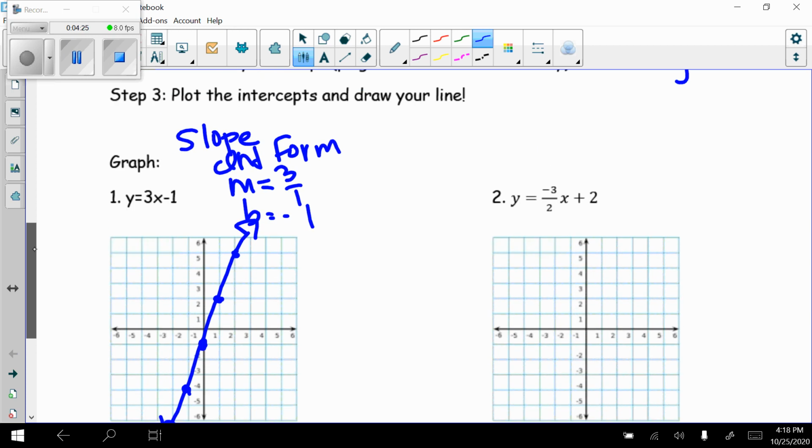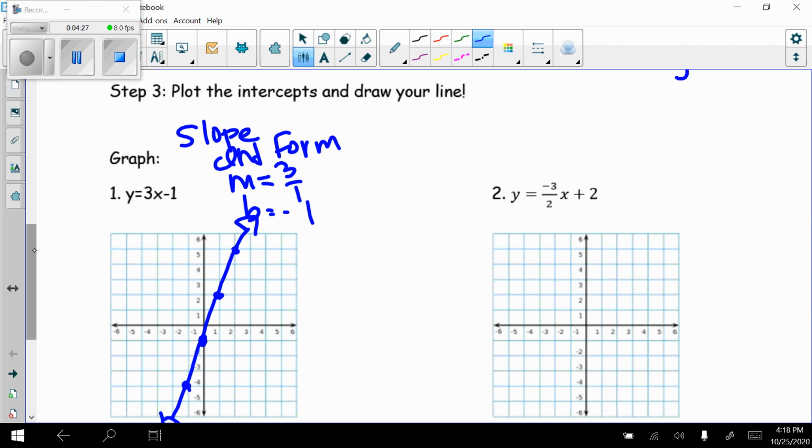Let's look at number 2. Number 2 says y equals negative 3/2 x plus 2. Again, this is in slope-intercept form.